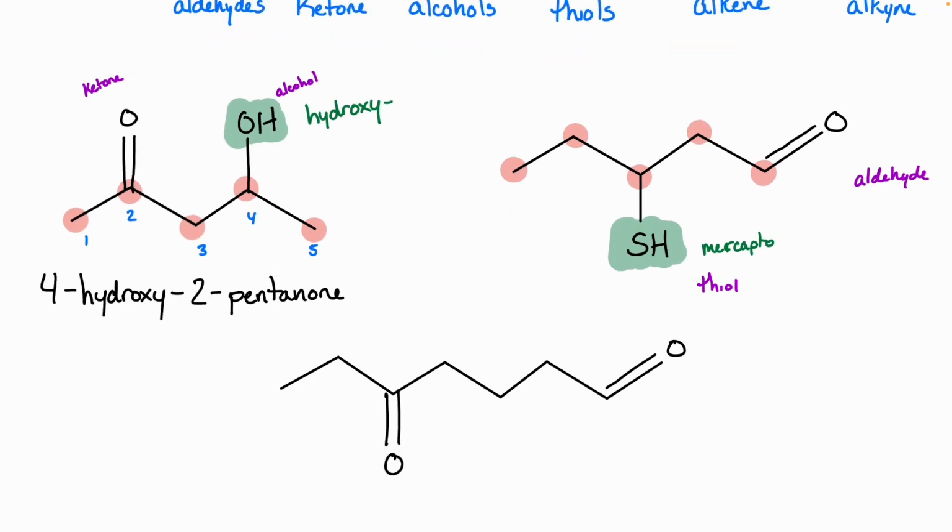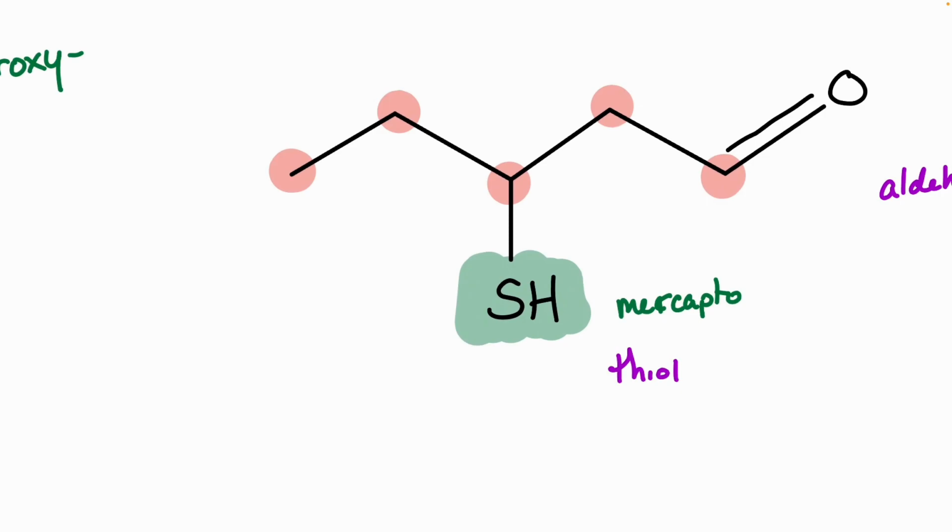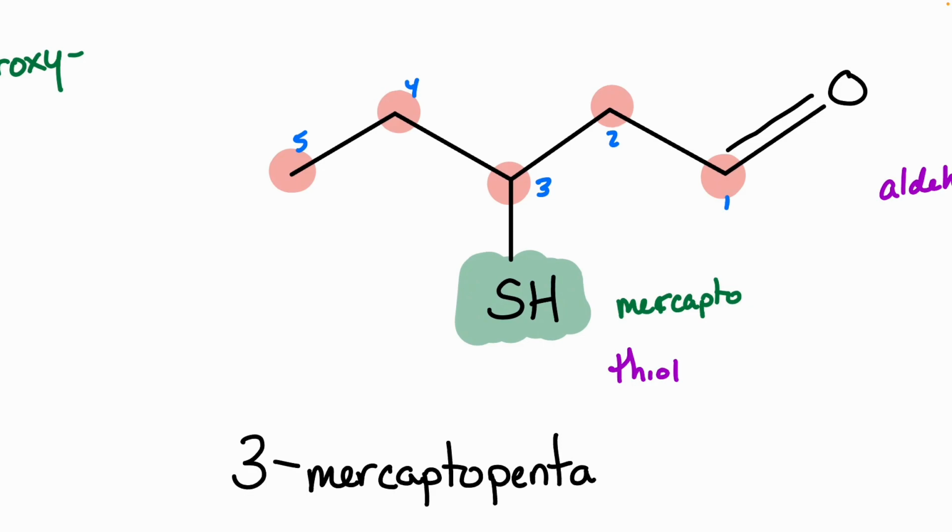Let me make a tiny bit more room. So when I number my parent chain, I'm going to number from that highest priority aldehyde group. So this becomes 3-mercapto pentanal.